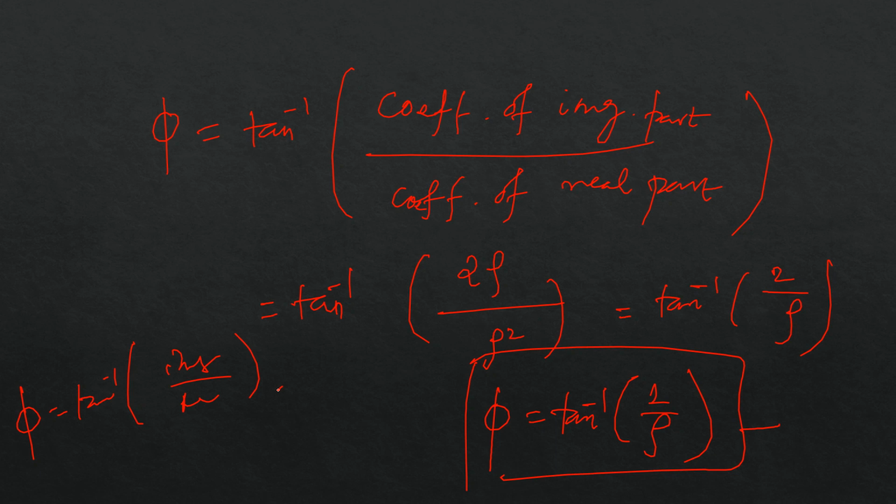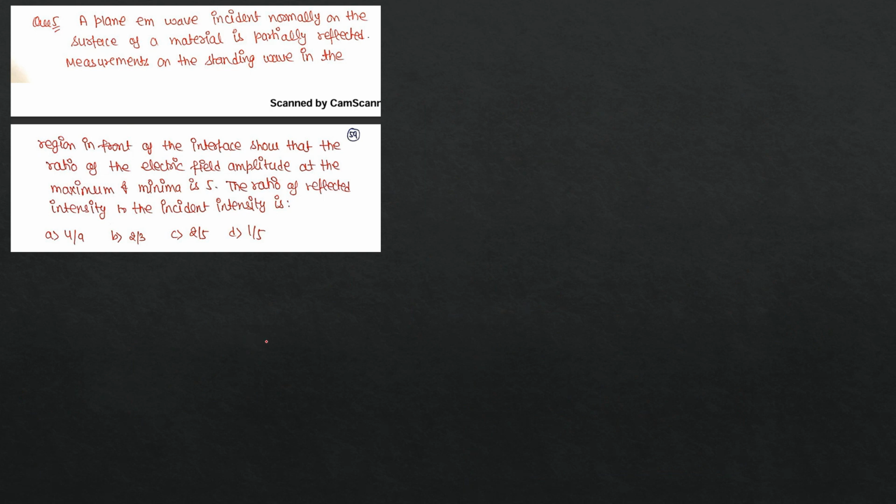Next question. A plane electromagnetic wave incident normally on the surface of a material is partially reflected. That means something is transmitted also. Measurements on the standing wave in the region in front of the interface show that the ratio of electric field amplitude at the maximum and minimum is 5. What is the ratio of reflected intensity to the incident intensity? So how will we do it?